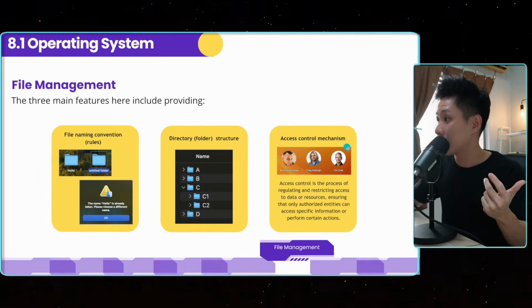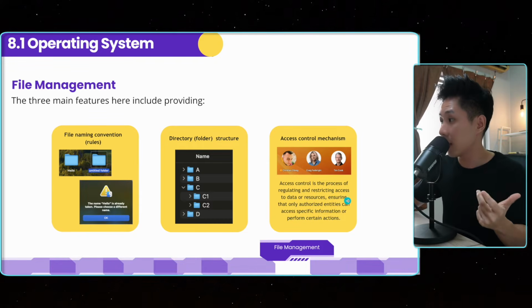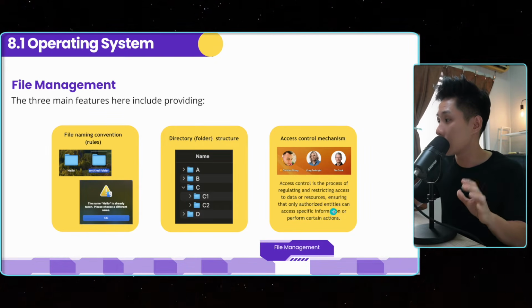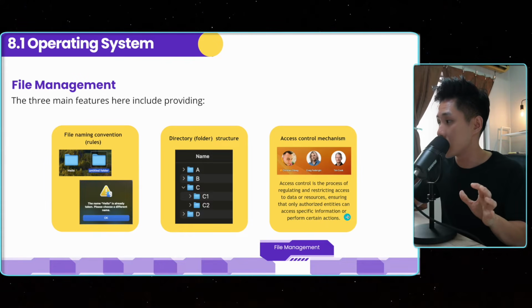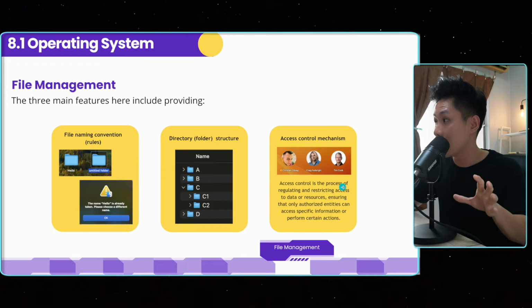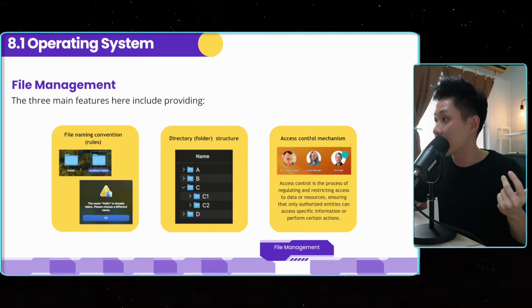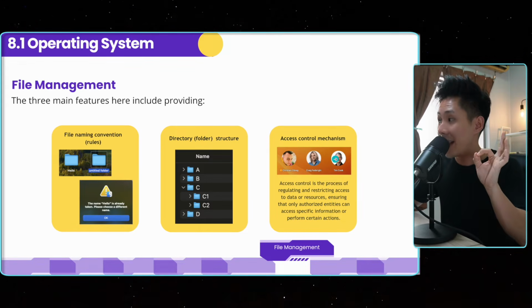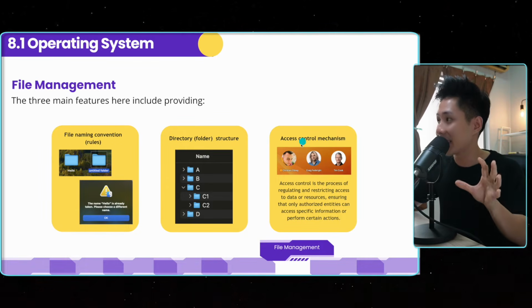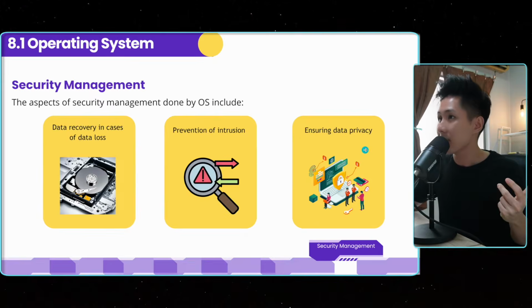Lastly is the access control mechanism. It's the process of regulating and restricting access to data or resources, ensuring that only authorized entities can access specific information or perform certain actions. So user management. Let's say 3 persons are using this computer here, and the OS will help you to set access control for different people.